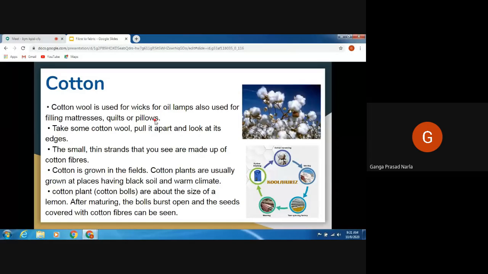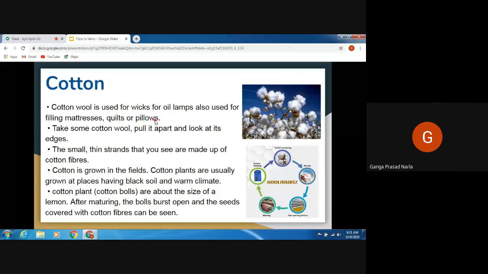When we sow the cotton seed, we get a cotton plant. Mostly the cotton plants grow in black soil. Black soil means dark clayey soil, okay? And it needs a warm climate, a hot climate.